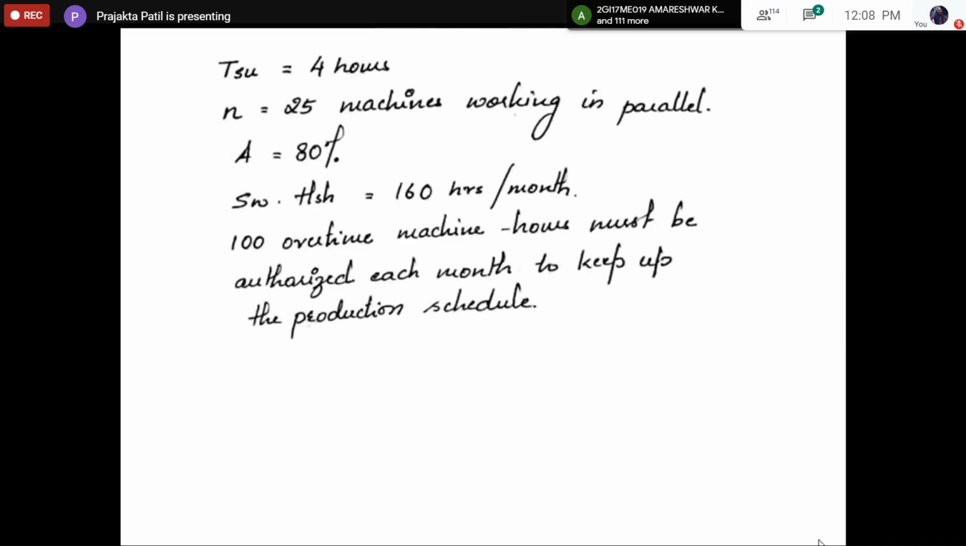N is 25, that is the machines that are working in parallel. Availability of the machines is 80%. The product of SW into HSH is 160 hours per month. And 100 overtime machine hours must be authorized each month to keep up the production schedule. This is what has been given. We have to justify why this 100 overtime machine hour is required.